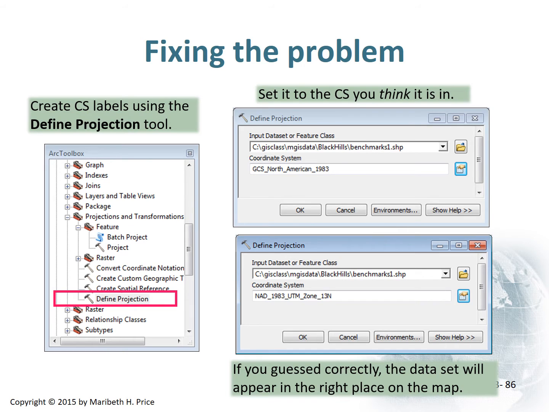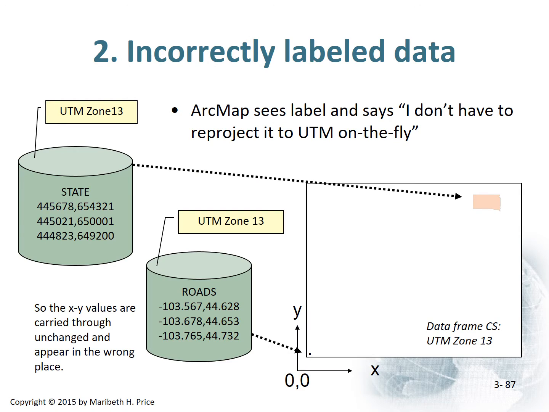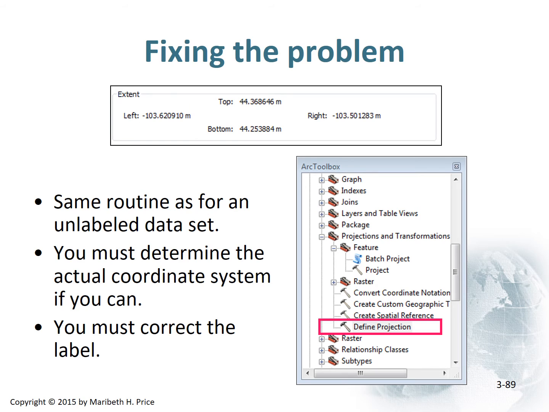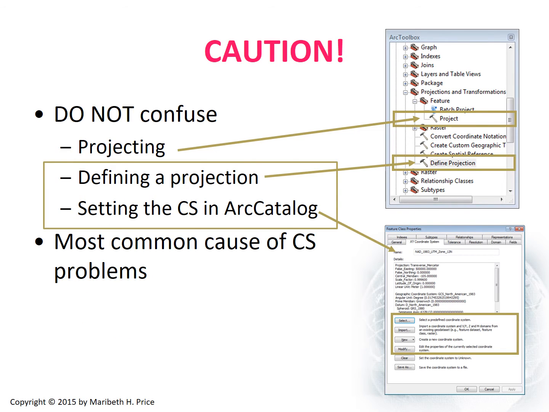Ultimately, if you need to fix it, once you get a coordinate system labeled correctly, then you can use the project tool to project it however you want or to change it. If something is labeled but it's simply labeled wrong, then you want to use a different tool. In order to fix it, you're going to use the define projection tool, not the project tool, the define projection tool. Don't confuse these. Very different tools do very different things. Notice the flashing caution. That's just to make the point.